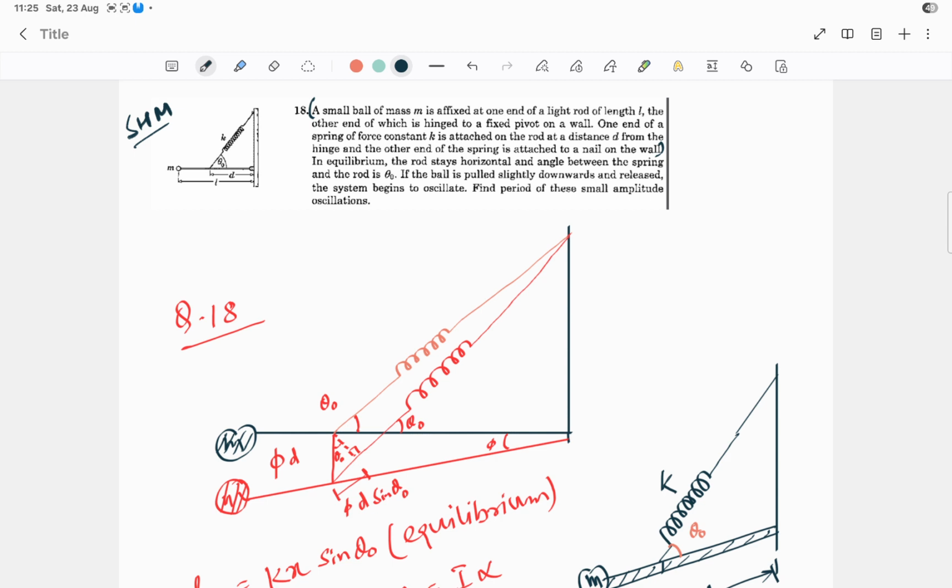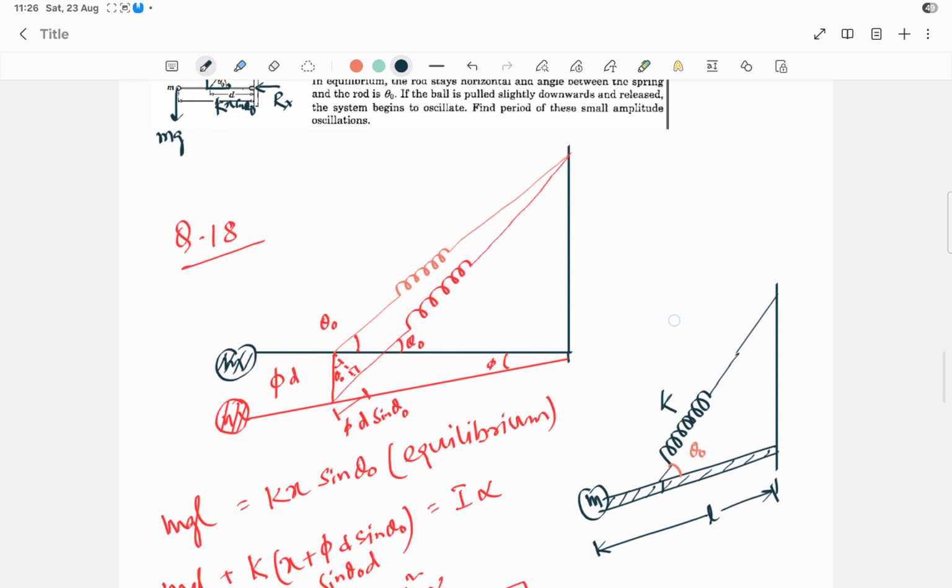So at equilibrium, if the rod stays horizontal, you may write this one is mg, and kx is the force on the spring, with components kx sin theta naught and kx cos theta naught. There is a hinge reaction force Rx, which balances kx cos theta naught. Now, if the ball is pulled slightly downwards and released, the system begins to oscillate. Find the time period of the small amplitude oscillation.